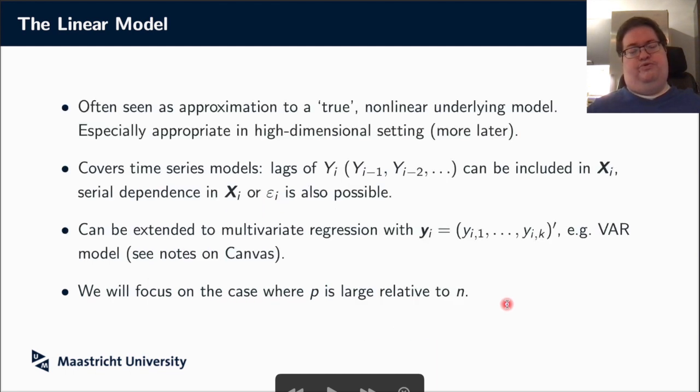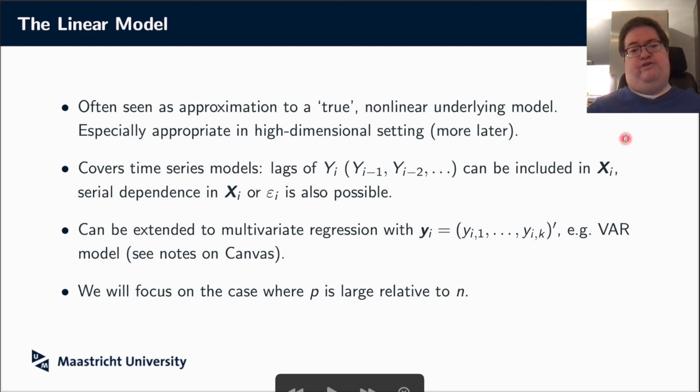Now, even though much of what we do is in the linear model, there are a number of things that we can say about this. First, we don't necessarily believe that the true models are linear, but there are many reasons why we still want to estimate linear models. Of course, a linear model can be seen as an approximation to a more complicated nonlinear underlying model. And in fact, if we want to improve that approximation, high dimensionality will come in. So in high dimensional settings, it actually makes sense to consider linear models. We will come back to that later on during the course.